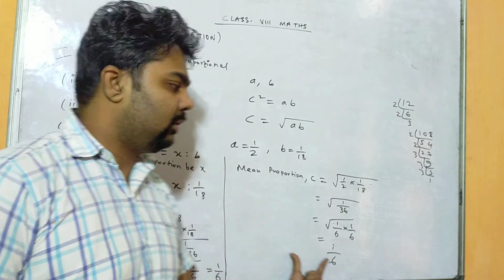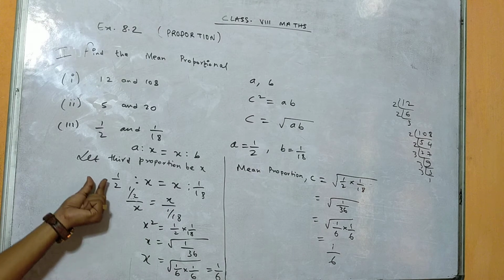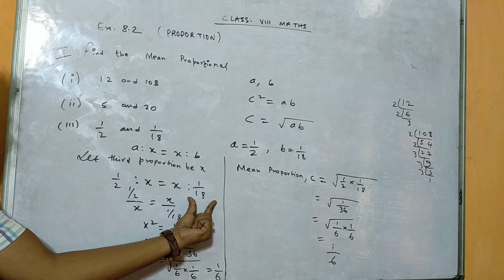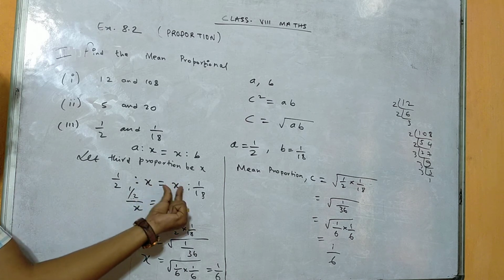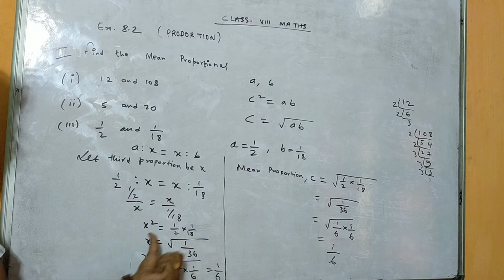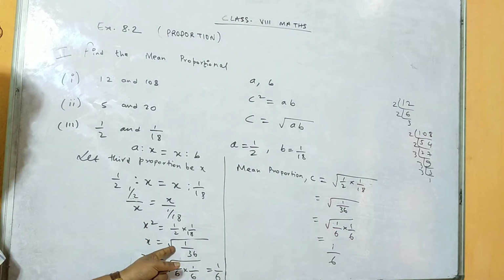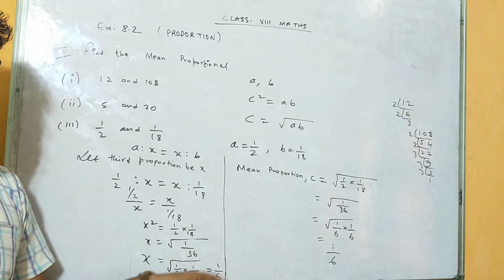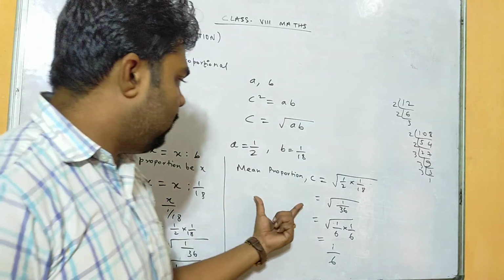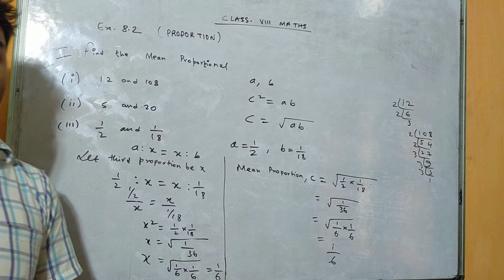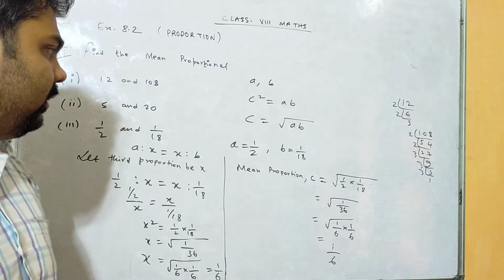This is our answer. But if we are using the other formula, then we have to write half is to x, x is to 1 by 18. Cross multiply: x square equals half into 1 by 18. Again square will become square root, 1 by 36 means 1 by 6 into 1 by 6, so 1 by 6 will be coming out. In both the cases we will get the same answer, whichever method you follow.